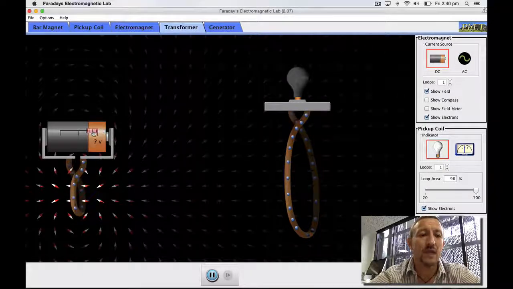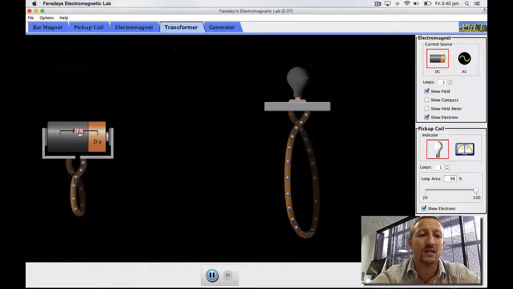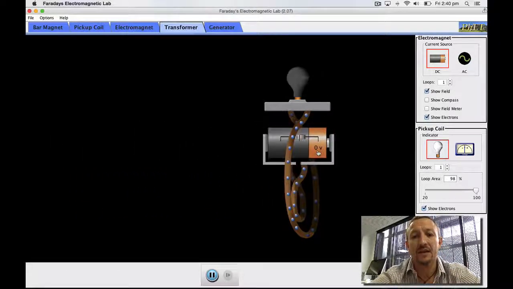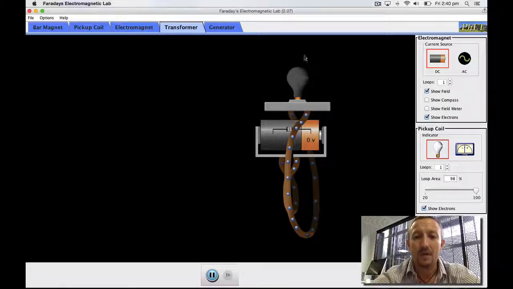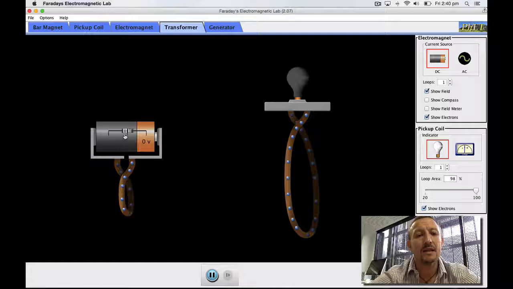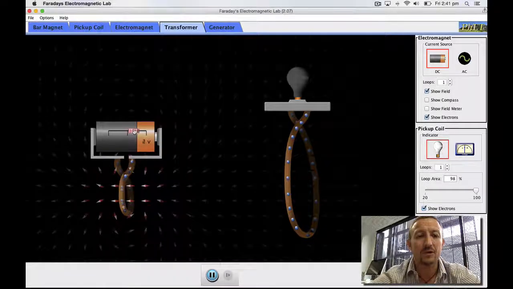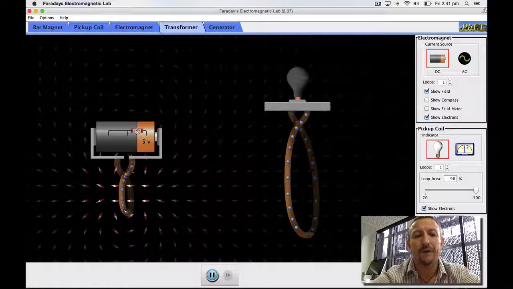So we're going to start off with just DC. Okay, so I've got it sitting at 0 volts, and you can see the electrons are not moving, and as a result we've got no field which has been generated. So if I push this coil close to my secondary coil, nothing happens. And remember, we're looking for the light bulb to light up. Okay, so let's get the current beginning to move. Let's put it on 5 volts.